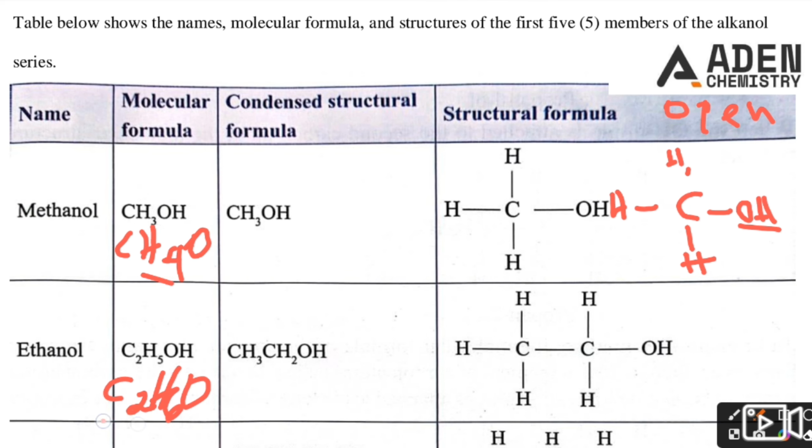We have 2 carbons. In each carbon, it's having 4 bonds. These are the carbons, 1, 2, 3, 4 bonds. So we say, how many hydrogens do we have? We have 5: 1, 2, 3, 4, 5. That means we are going to end with the functional group, that is the OH group.